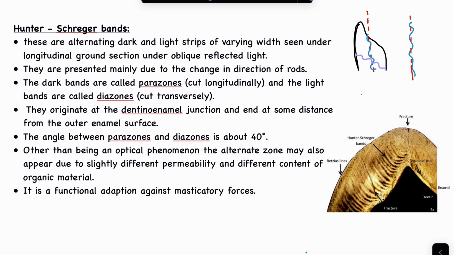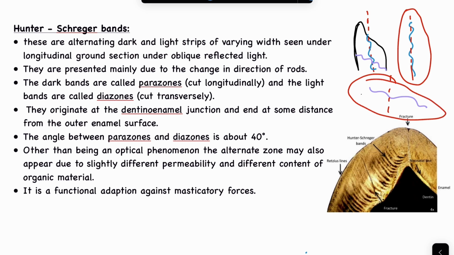This is cut longitudinally. Okay. And then there was this enamel rod, and this was cut transversely. You see the difference between transverse and longitudinal. So this was cut longitudinally, sorry, and this was cut transversely. So the rods which are cut longitudinally are called parazones. Notice over here, they are called parazones. And the rods which are cut transversely are called diazones.